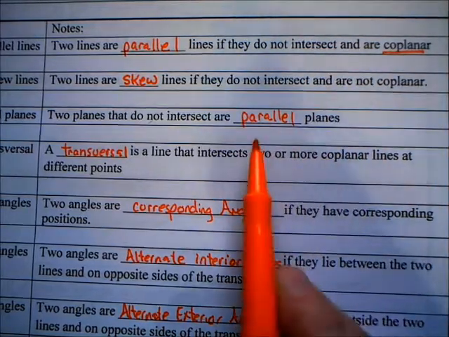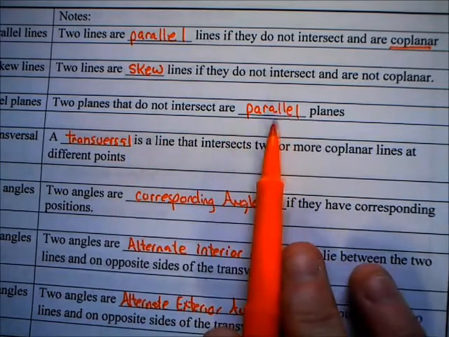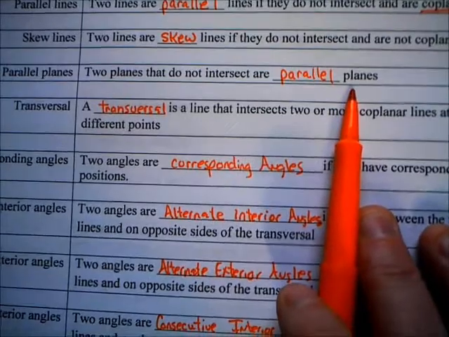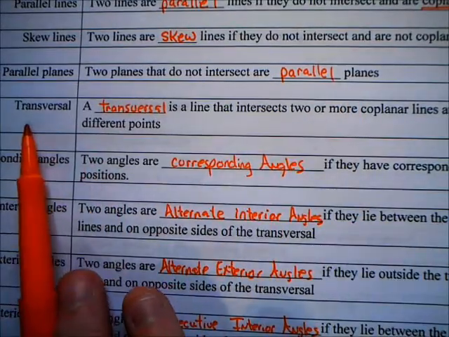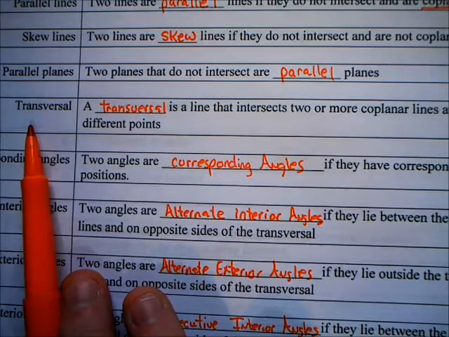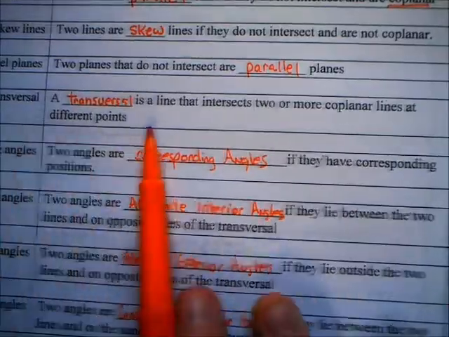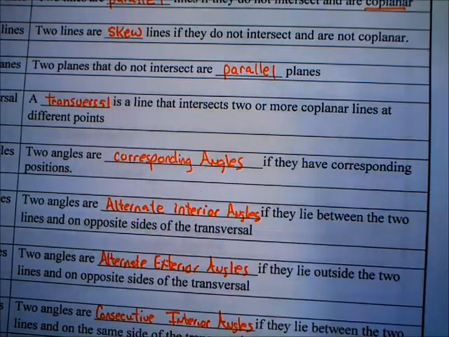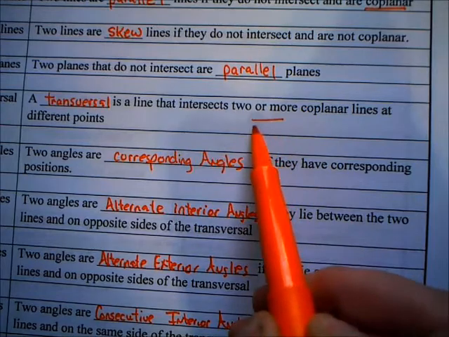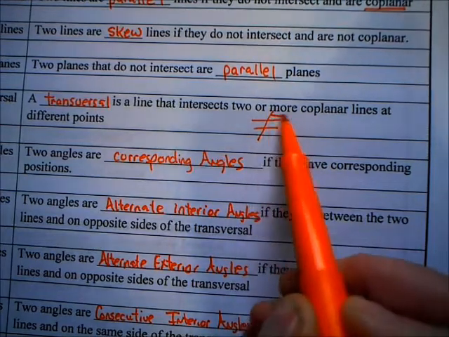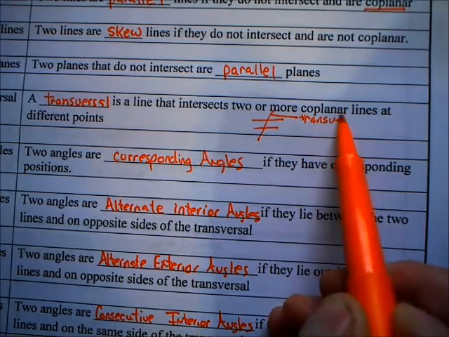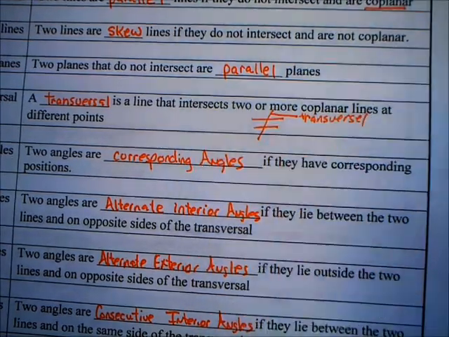Okay. On the third one we have parallel planes. Two planes that do not intersect are called parallel planes. That's the same thing as parallel lines. We have a new word that I may be saying on the activity 3. Transversal is a line that intersects two or more coplanar lines at different points. So you are drawing lines with a line going through it. This line right here at the top was called the transversal. It intersects other lines.